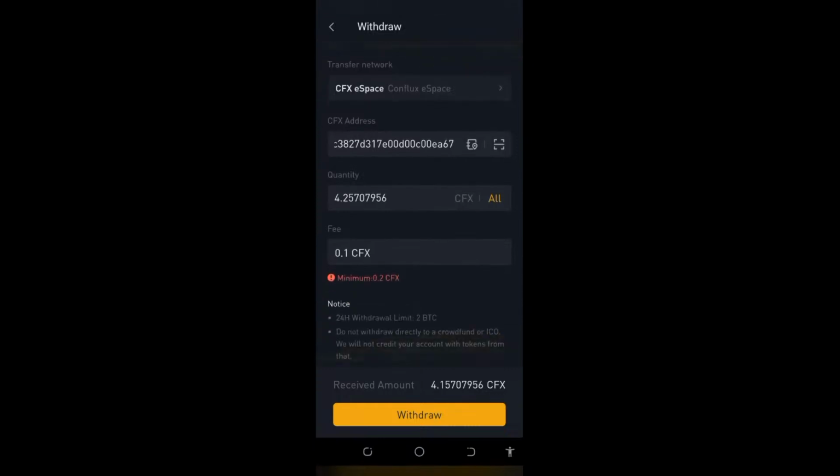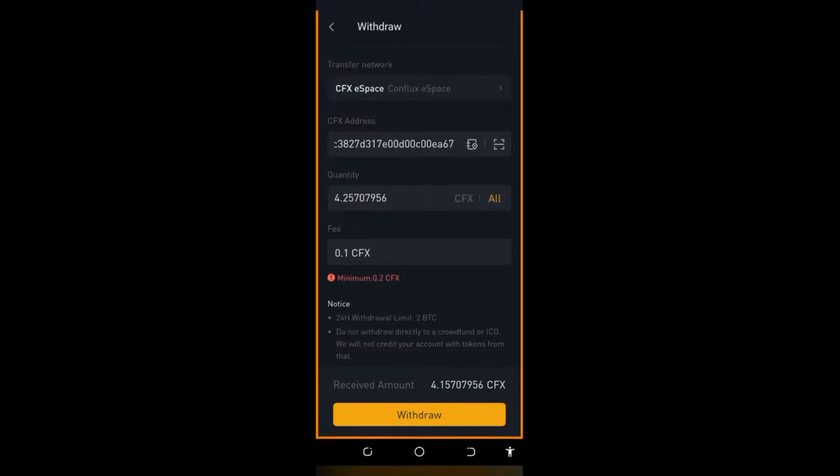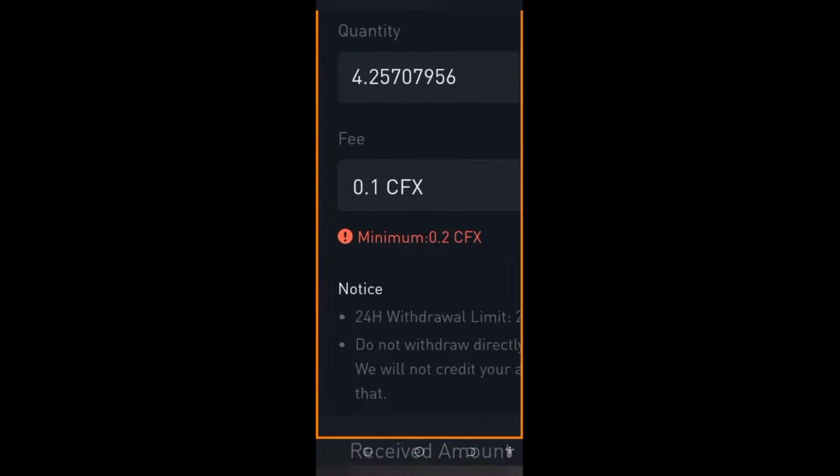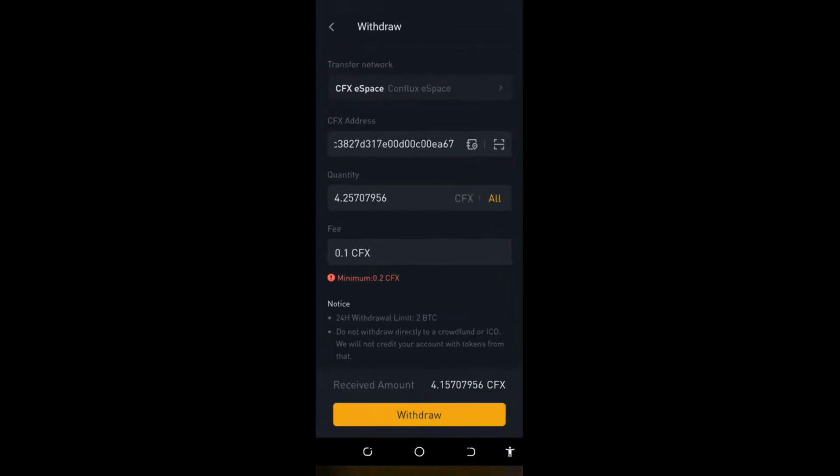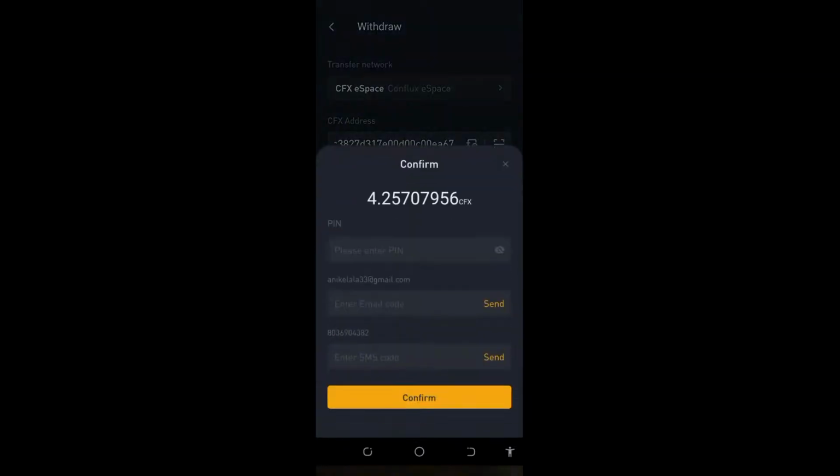What do we get? 4.15. Good. And I knew we were going to lose some money, but that's fine. The fee is 0.1 CFX. Okay, great, no problem. As long as I get my money out. Good. I mean, all we were just doing was risking $1, right? So let's go ahead. It says what? What did it say? Okay. So I'm just going to put in all my details and I'll see you on the other side.